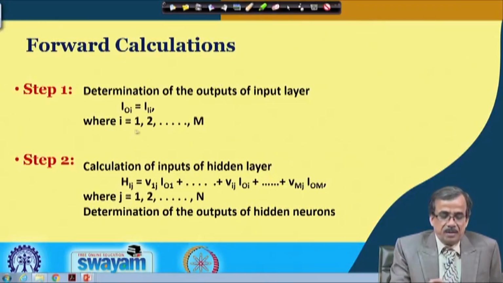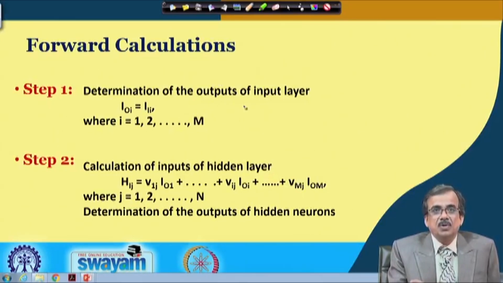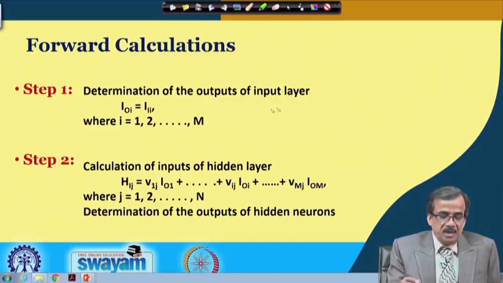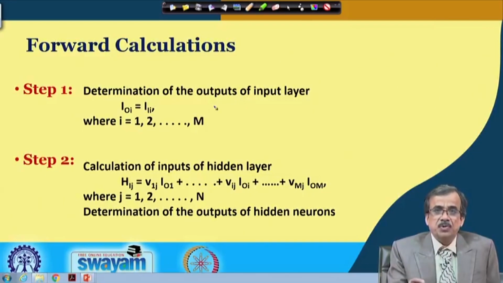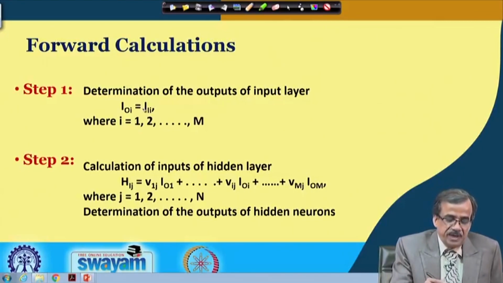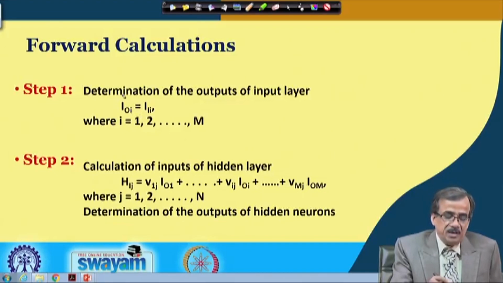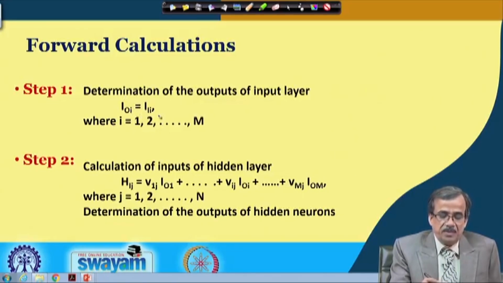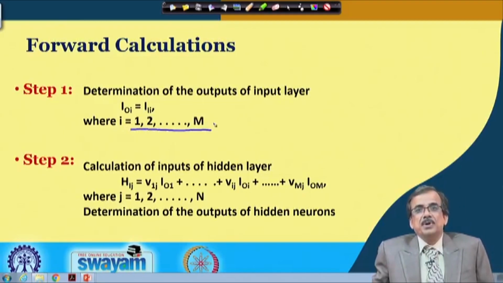Step 1: we try to determine the output of the input layer. As we have considered the linear transfer function of the form y equals x, output equals input. So, we can very easily write that the output of the ith neuron lying on the input layer is nothing but the input of the ith neuron lying on the input layer, and here i varies from 1 up to capital M.